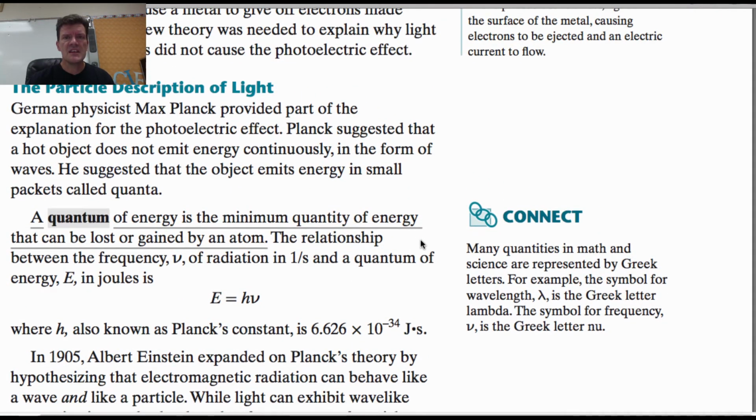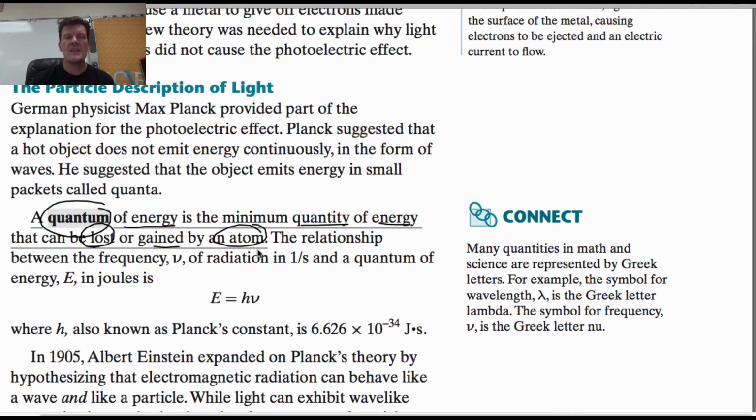The next thing is that the amount of energy that was being emitted was not continuous. It was in packets. In other words, they had to shine enough light on there, enough energy, for the electrons to be emitted. None of them would be emitted until enough energy was there. And those little packets of energy are called quantum. So a quantum is basically a quantum of energy that can be lost or gained by an atom.